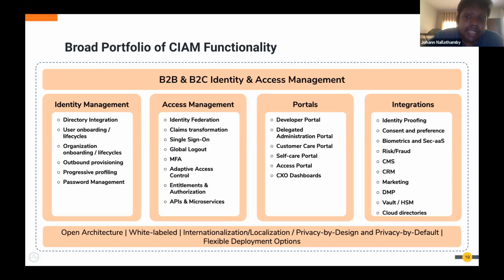Then come the integrations that go beyond the IAM system and integrate with the entire ecosystem. So in this area, we are looking at integrations with various identity proofing systems, consent and preference management systems, biometrics and security as a service SaaS solutions, risk engines, content management systems, customer relationship systems, and various other customer solutions. And across all of this, we also need to keep in mind the extensibility, the white labeled nature of the UIs, the internationalization, localization, privacy by design and privacy by default, and the flexible deployment options.